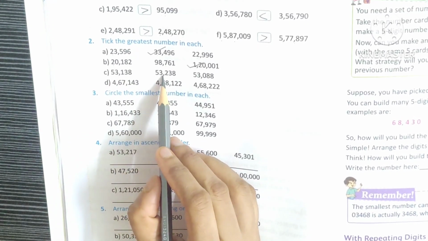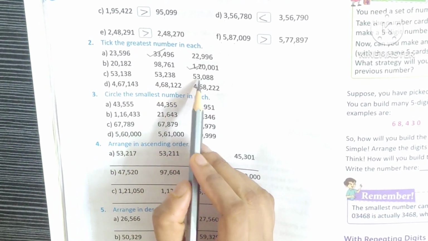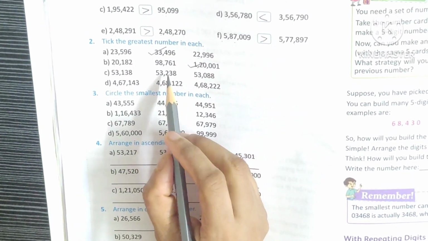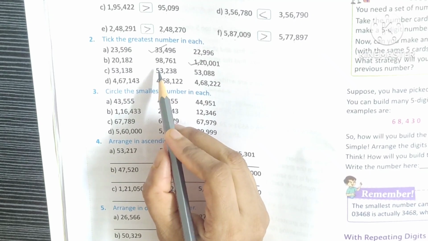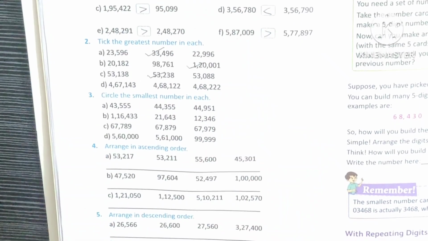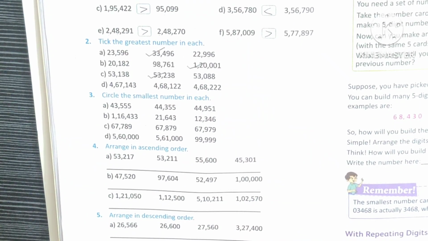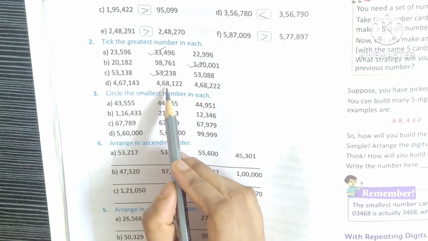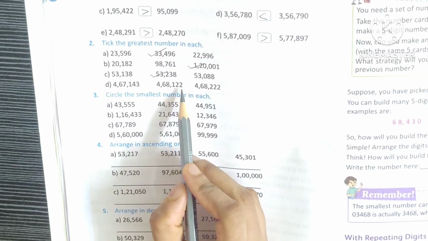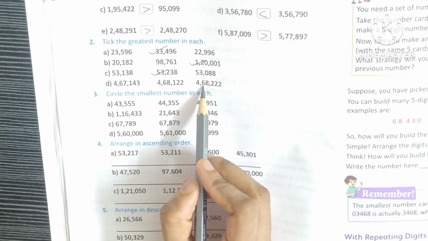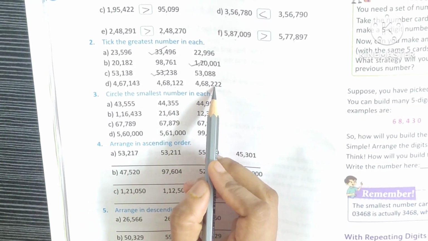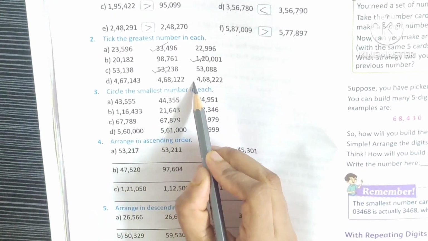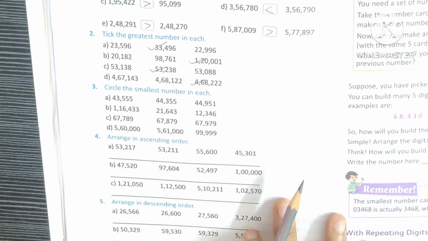53,138, 53,238, 53,088, 53,200. Next, 4,67,143, 4,68,122, 4,68,222.